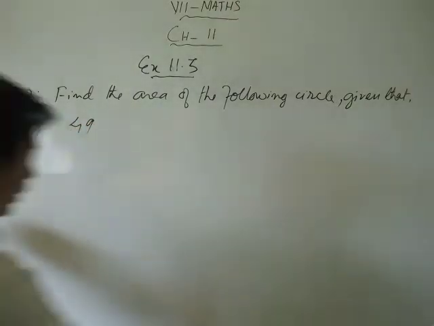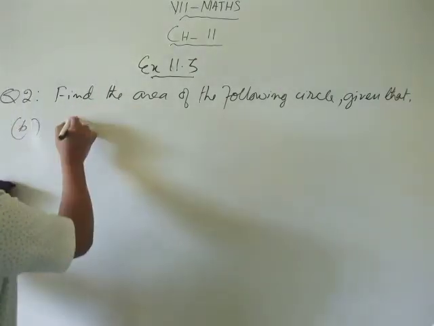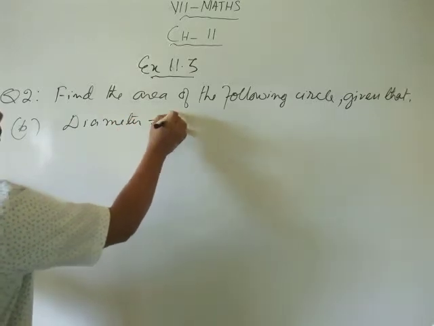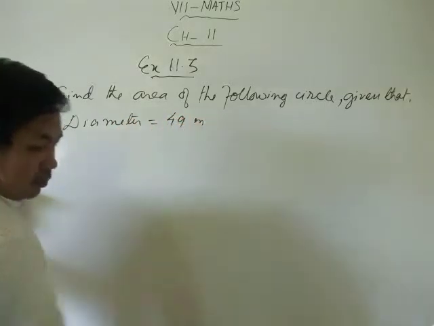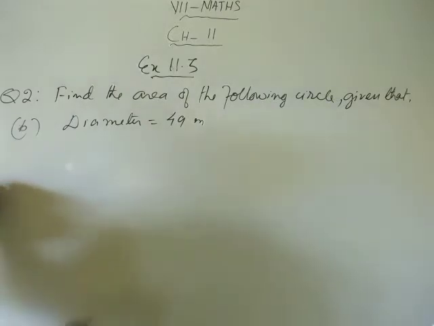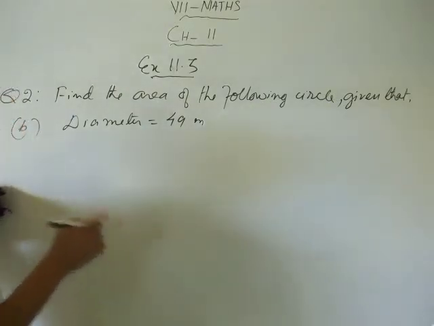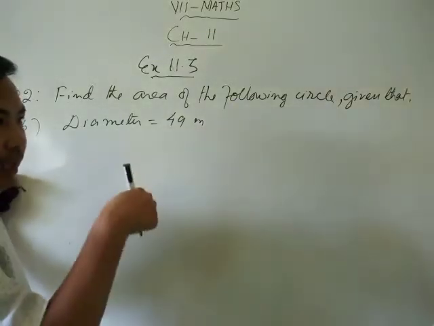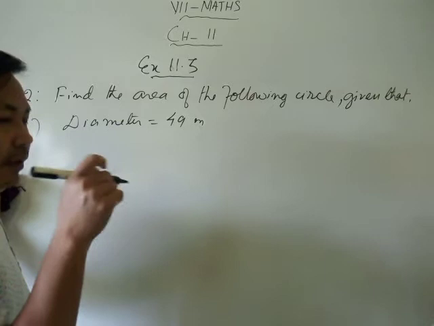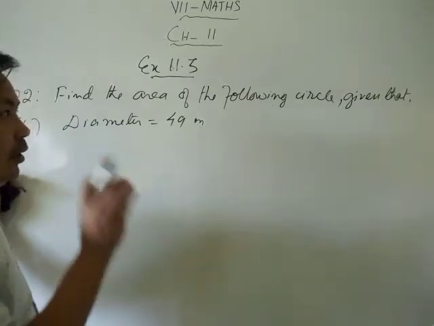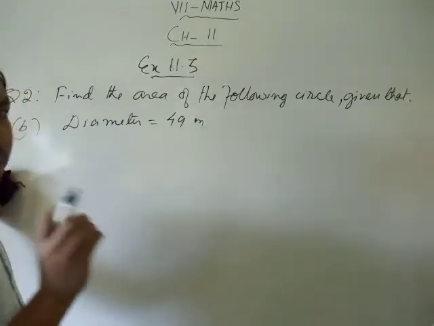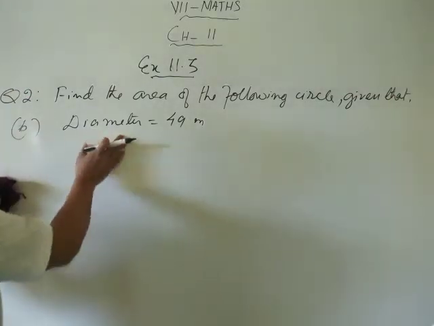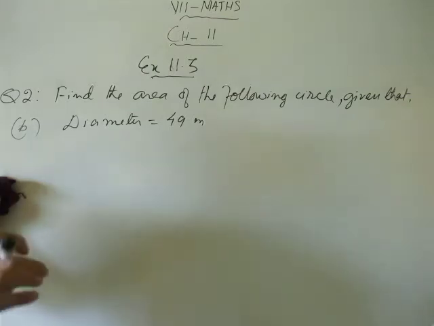In B, they are giving 49. We get here diameter. Diameter equal to 49 meter. So to get the area of the circle, we need the radius, not the diameter. But from diameter we can get the radius. Once again, to find out the area of the circle, we need the radius, and here they have given diameter. So from diameter we can get the radius.